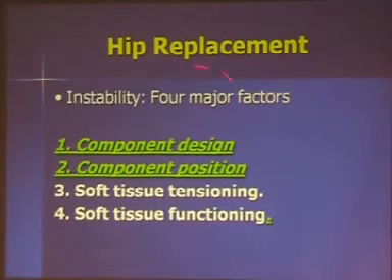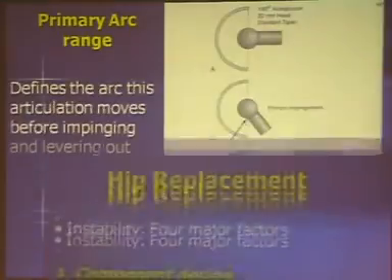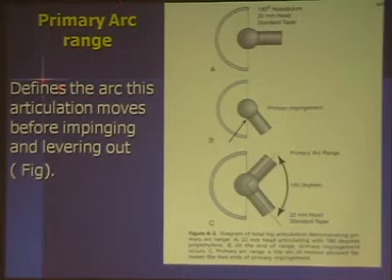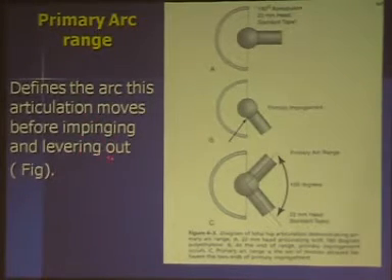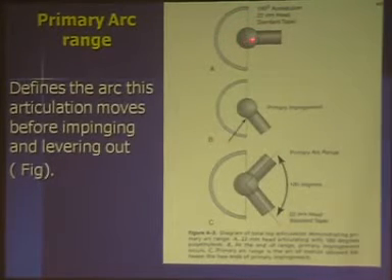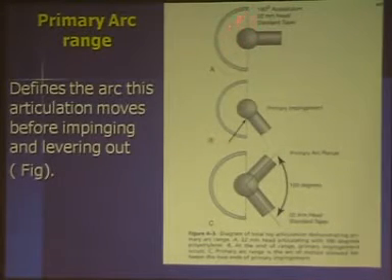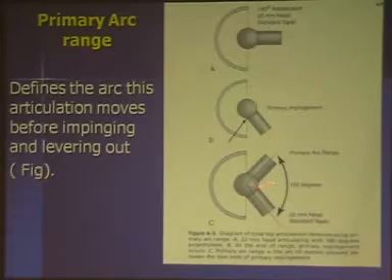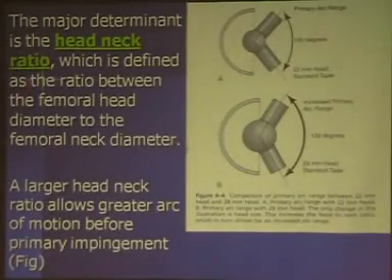Instability: four major factors affect instability: component design, component position, soft tissue tensioning, and soft tissue functioning. Right, there's something called the primary arc range. This is defined as the arc the articulation moves before impinging and levering out. What does it mean? You can see here the 22 millimeter head and the acetabular component, 180 degrees. The head could move in this sort of range before impinging here, and this is found to be a 100 degree range of movement before impinging.